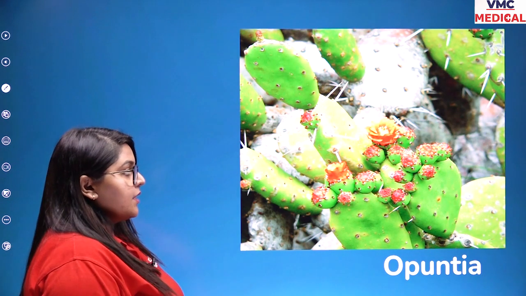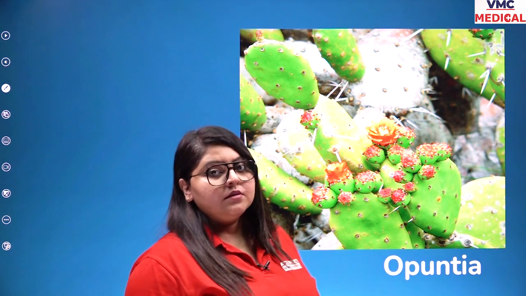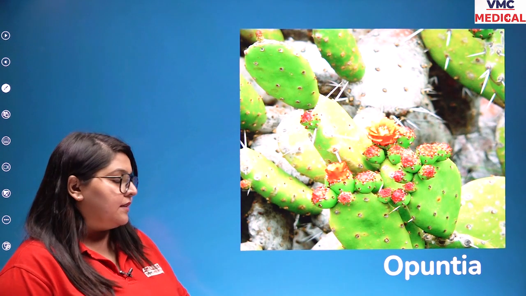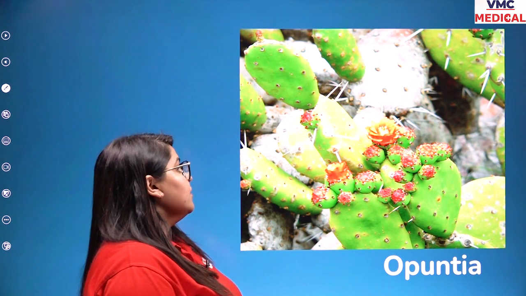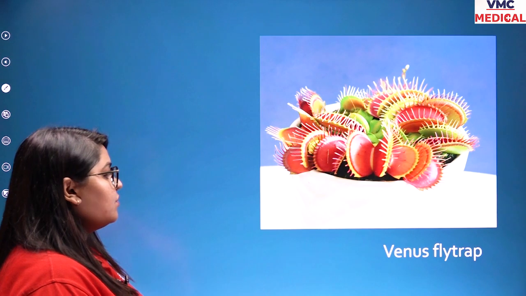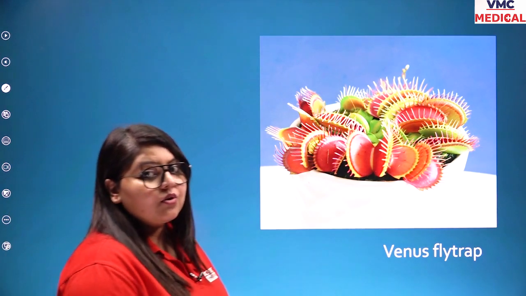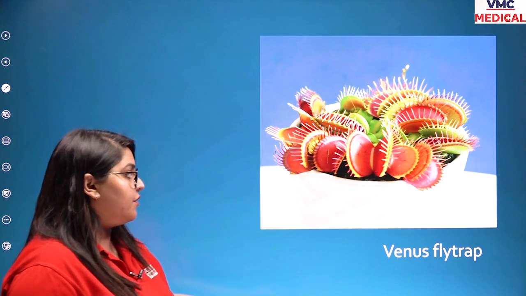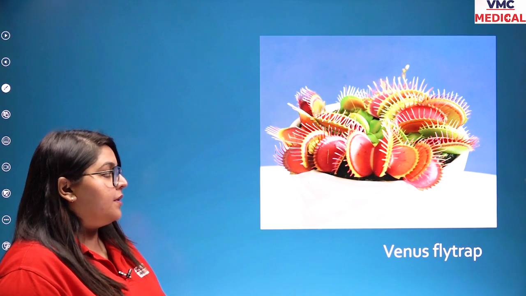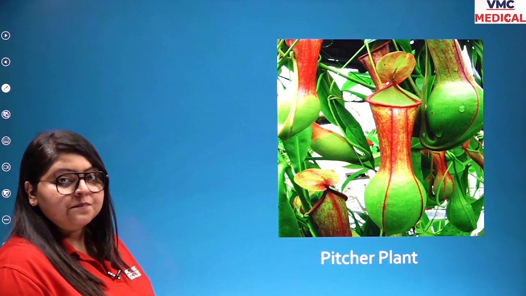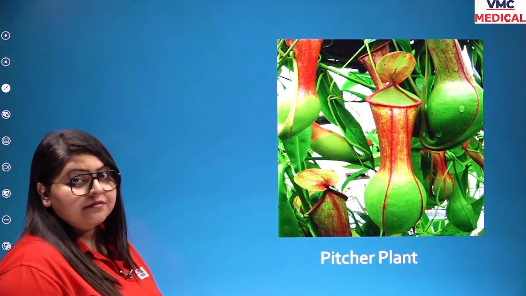This is Opuntia. Opuntia is what? You must have seen this. Okay, a cactus, right? So these are a few things which you actually need to know: which one is a parasite, which one is a saprophyte, and which one follows holozoic nutrition. Venus flytrap. Then you have the pitcher plant, a modified leaf.